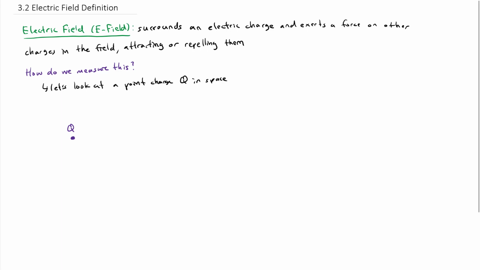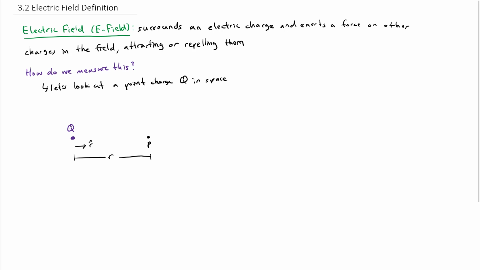And I want to look at a point P. So let's say a point P here. So there's point P, and that point is going to be a distance r away from Q. And remember from before, the unit vector for r is going to be in the direction from Q to P, so wherever the point source is towards where we're looking from.